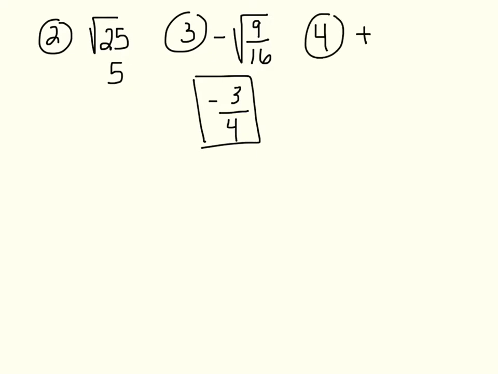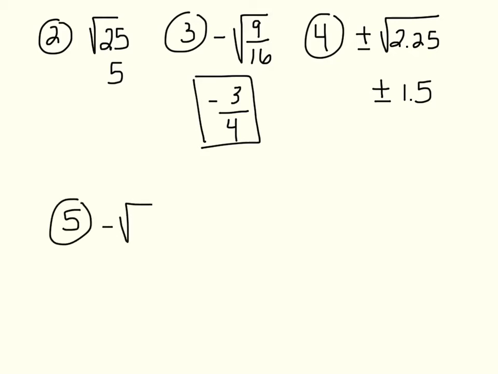Number 4, positive and negative square root of 2.25. So 2 and 25 hundredths. Take the square root of it. It's going to be positive and negative 1.5. So if I asked you, for example, number 5, the negative square root of 1. What number times itself gives you 1? It'd just be 1 and the negative comes down. So your answer is negative 1.